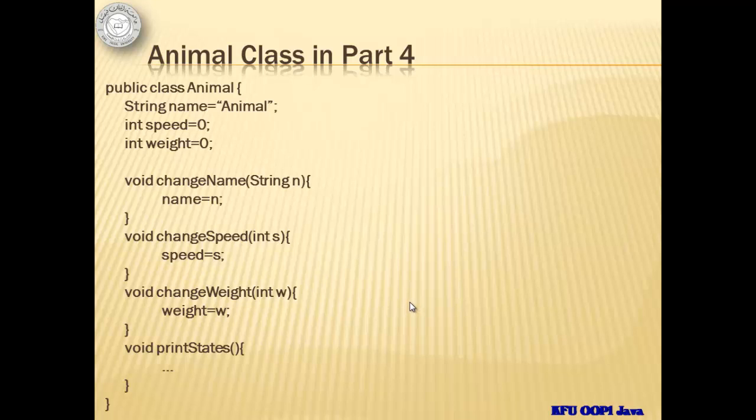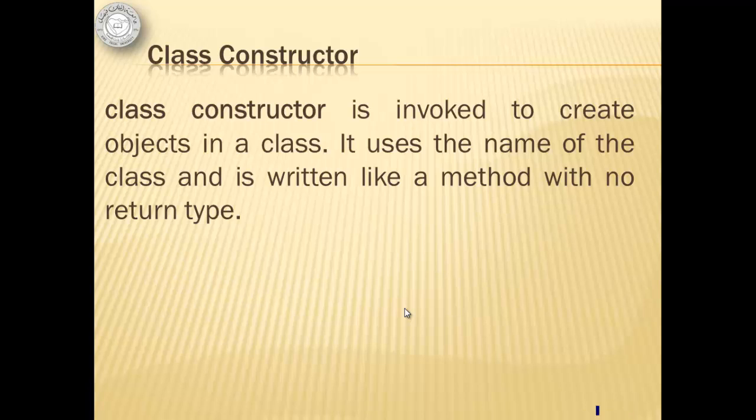In part 4, we were already introduced to classes and objects. You may visit it again before proceeding here to see the example that we did about class animal that has 3 states and 4 behaviors or methods, but without a constructor. A class constructor is invoked to create objects in a class.